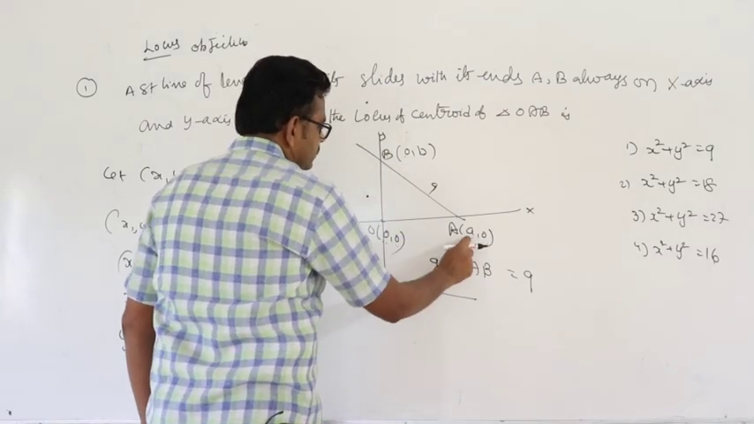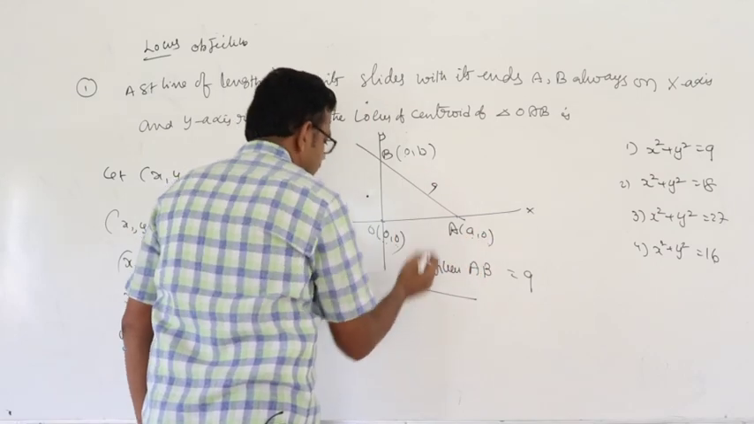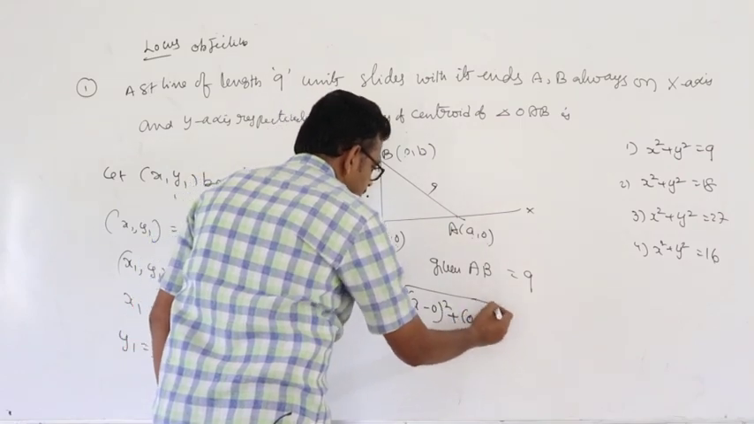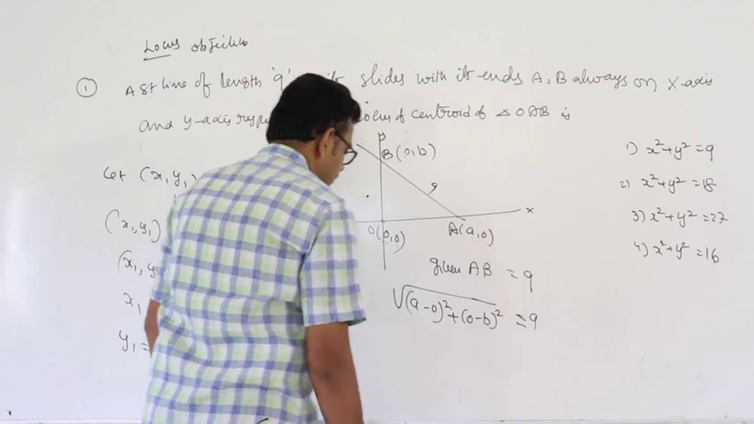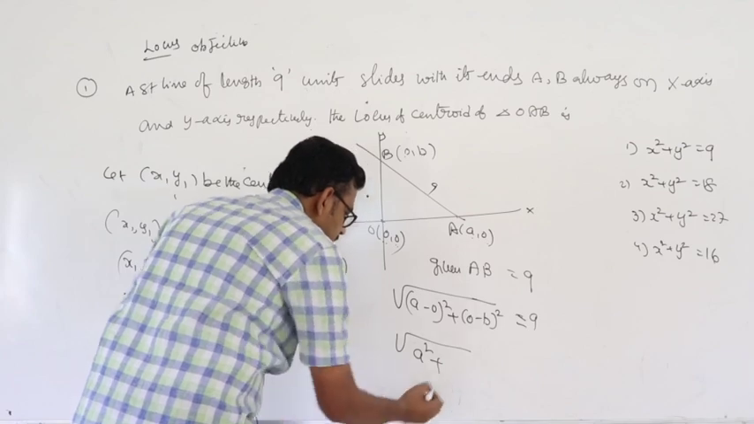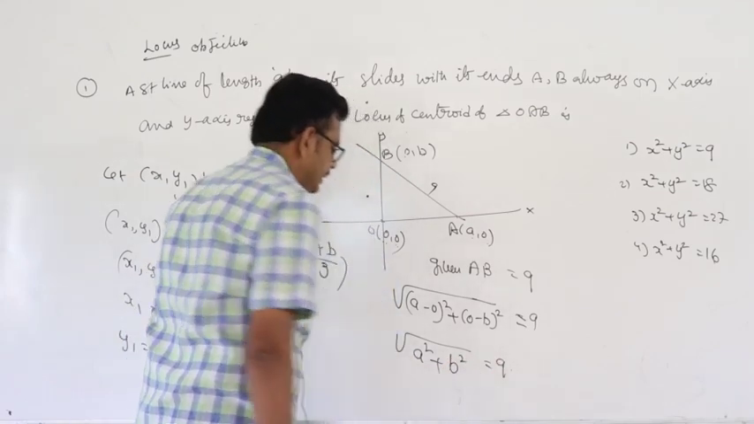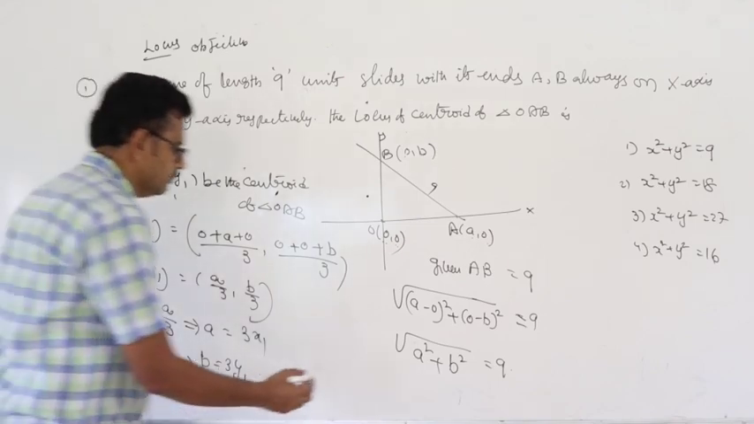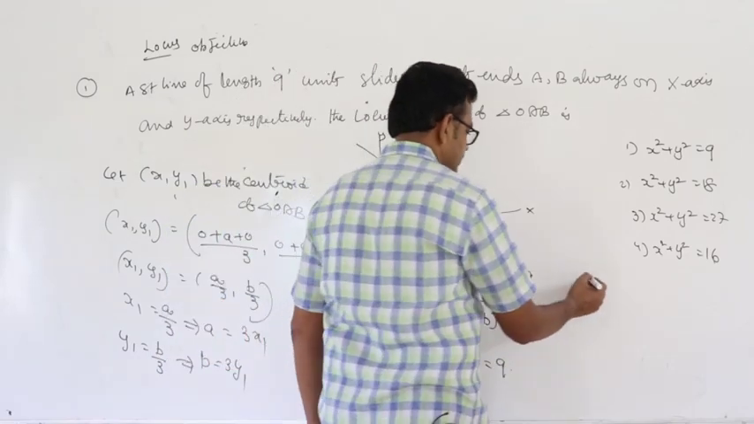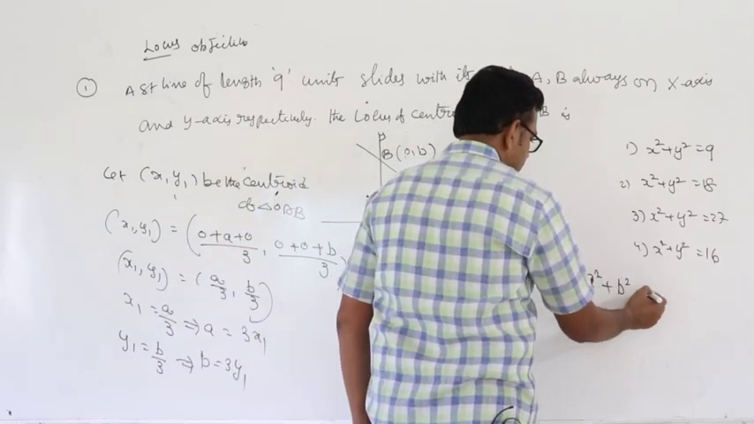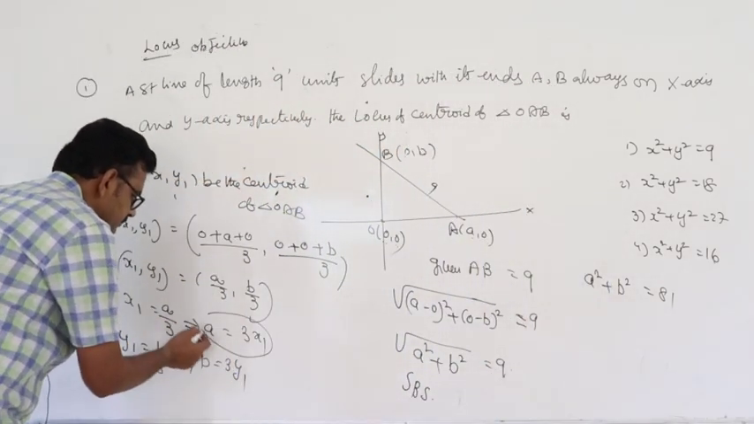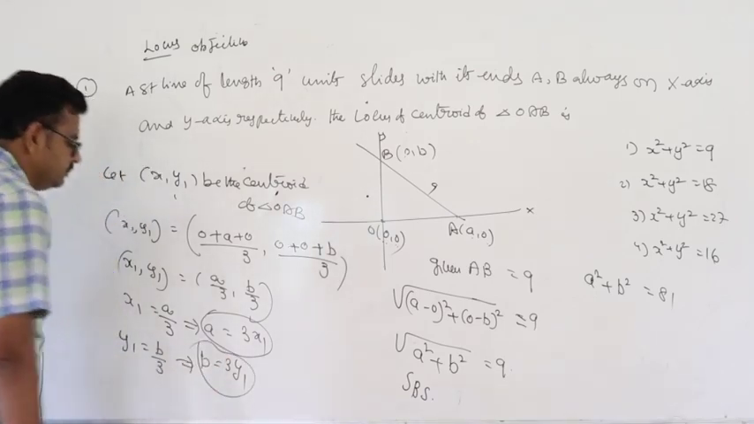Root of (x2 minus x1) whole square plus (0 minus b) whole square is equal to 9. So this is root of (a minus 0) which is a square, (0 minus b) is minus b whole square, b square, is equal to 9. Now squaring on both sides, that is a square plus b square equal to 9 square, which is 81, where a is equal to 3x1, b is equal to 3y1.